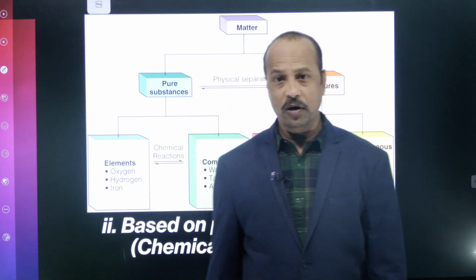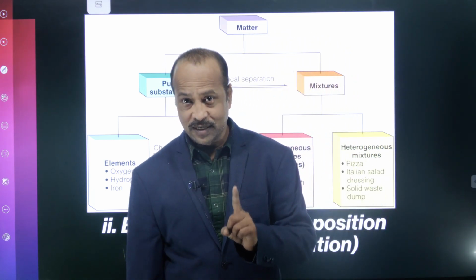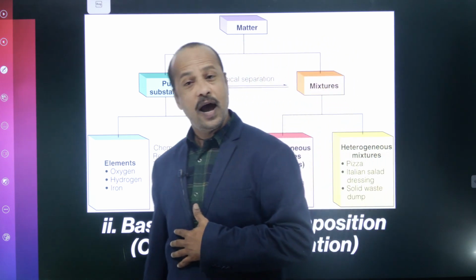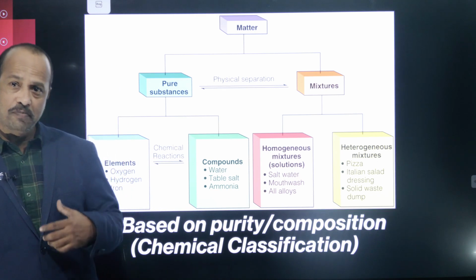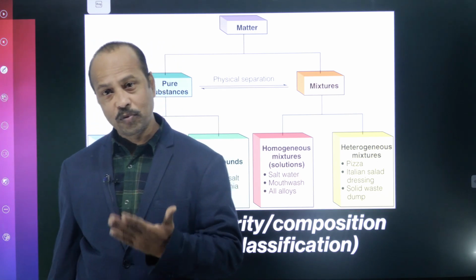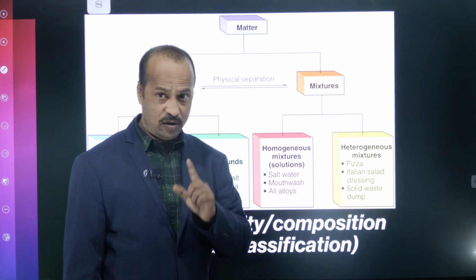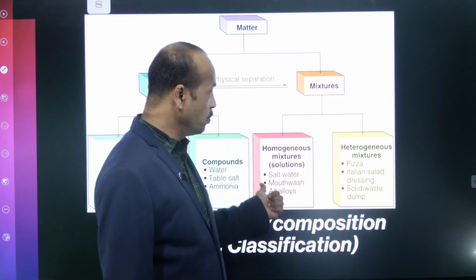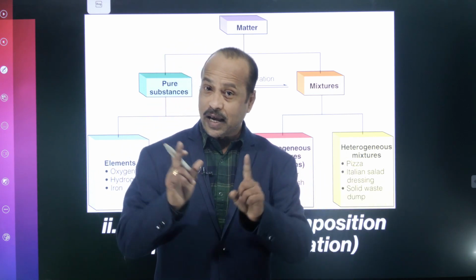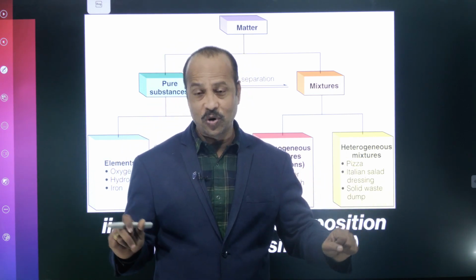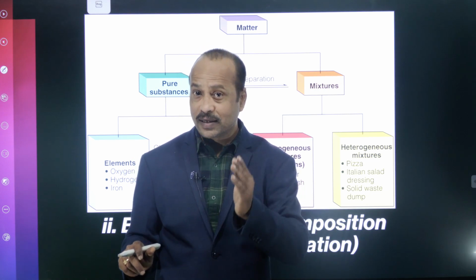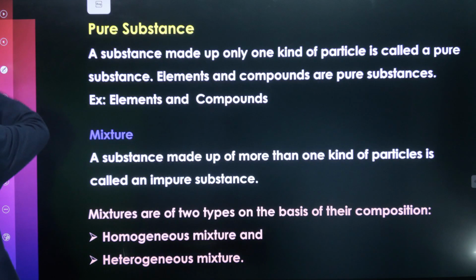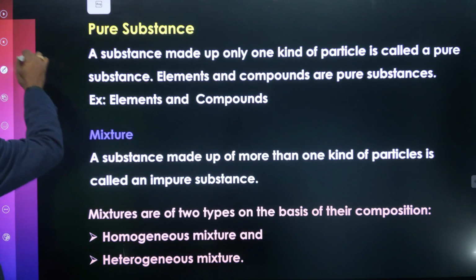The chemical composition, they are classified into pure and impure, or we can say mixtures, right? So pure means what? Which are made up of one kind of substance are called pure substances. Examples, elements and compounds. And mixtures are the substances which are made up of two or more different types of substances. Again, mixtures are classified into two types called homogeneous and heterogeneous. Again, heterogeneous is classified into two types called colloids and suspensions, right?